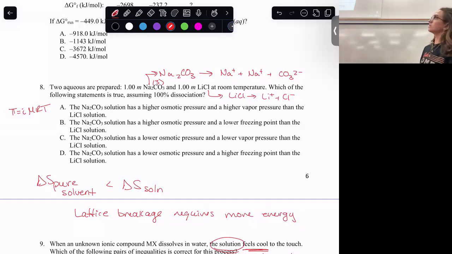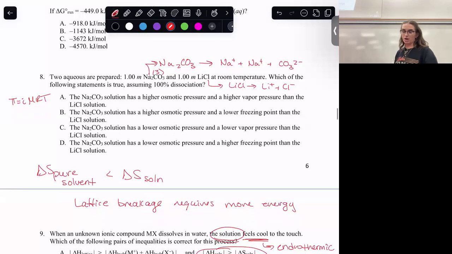So looking at these, what's changing between our two compounds that are dissolving? What's the only thing that's different between them? The van't Hoff factor is really the only thing that's different, right? We have 3 ions in our sodium carbonate, and we have 2 ions in our sodium chloride. So if we look at A, it says that the sodium carbonate solution has a higher osmotic pressure and a higher vapor pressure than the sodium chloride solution.